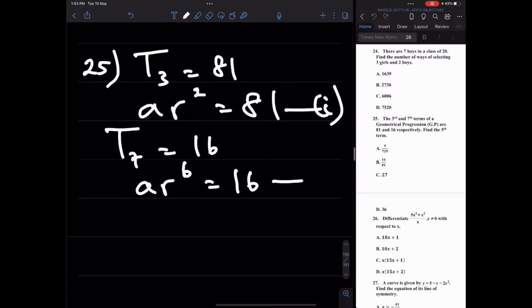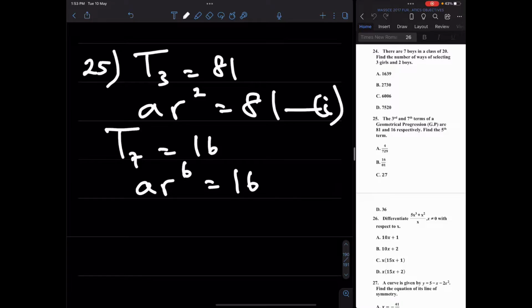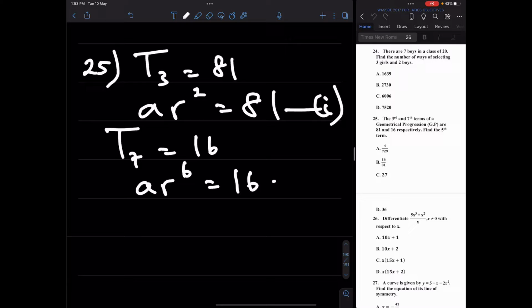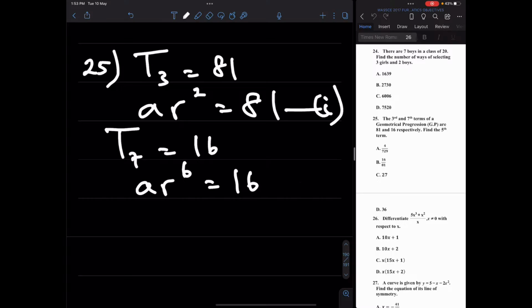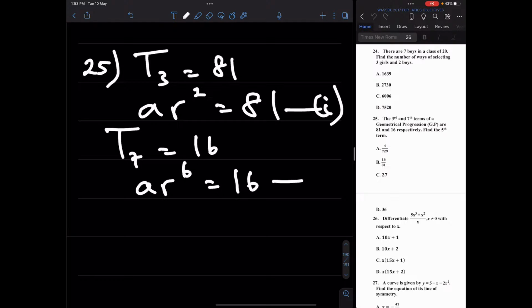2 over 3 raised to the power of 4. That means 729 over 4, times 2 raised to the power 4 is 16, and 3 raised to the power 4 is 81. That simply means 4 goes into 16 four times, and 81 goes into 729 nine times. That's correct. So the fifth term is 36, and the correct option is D.